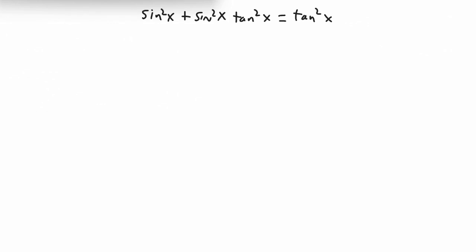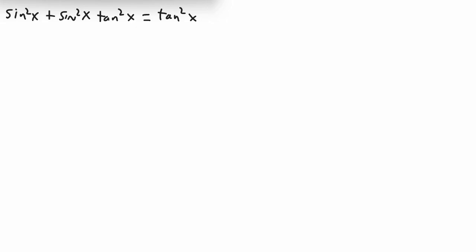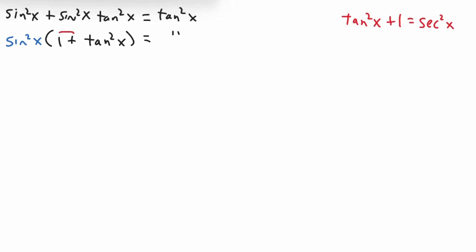Problem 2, prove the following identity. On this one, the left side is more complicated than the right, so that is a good side to start on. On this one, you might notice that you could factor out a sine squared on the left side, so let's do that. You might notice the 1 plus tangent squared x in the parentheses there is part of a Pythagorean identity, so let's replace that with that identity. We can replace 1 plus tangent squared x with secant squared x.